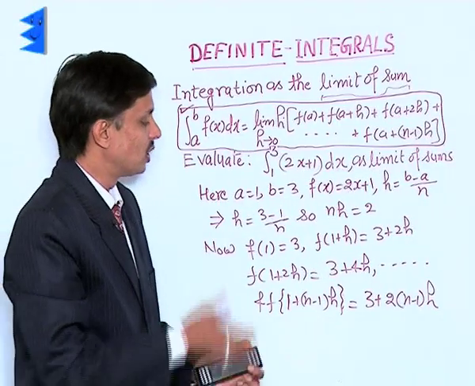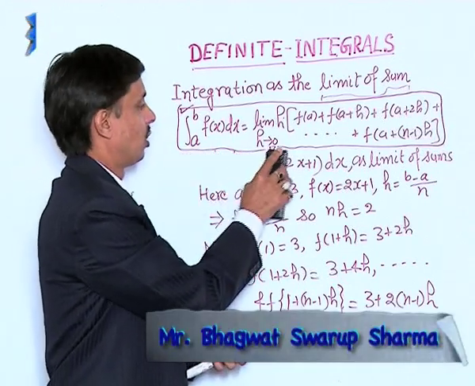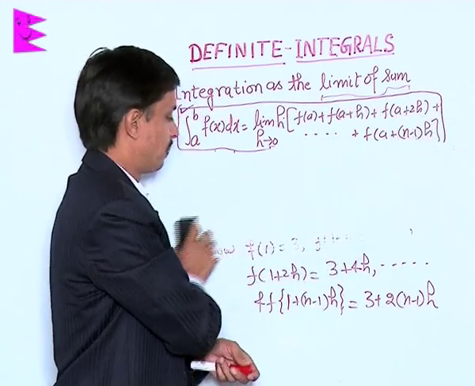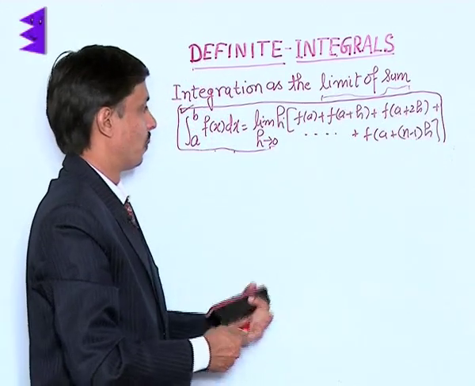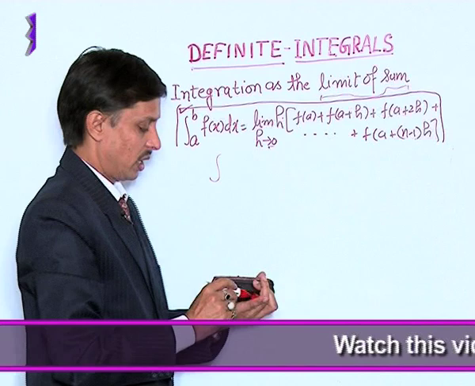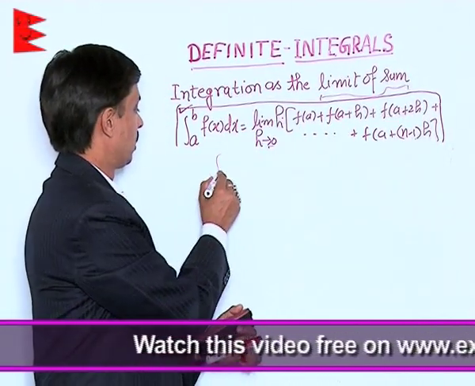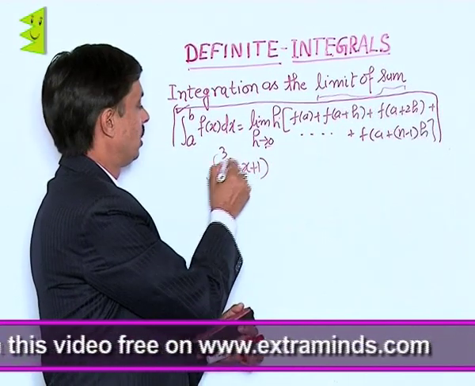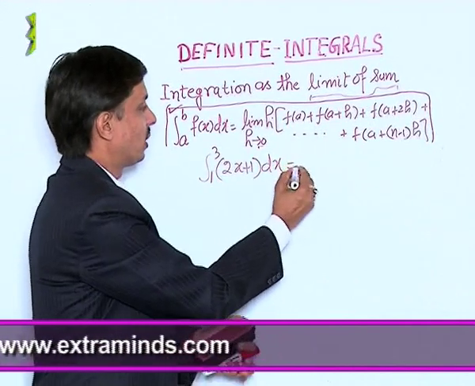Now if I put these values, what will be the answer? This will come in the proper shape. In the first go, what was the problem? The problem was the integral from 1 to 3. The function was 2x plus 1, dx.